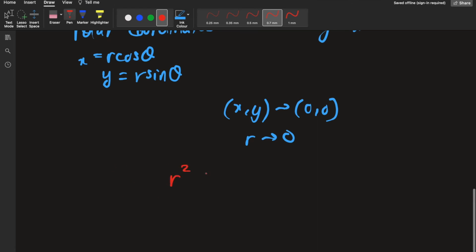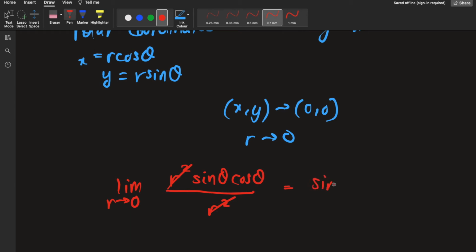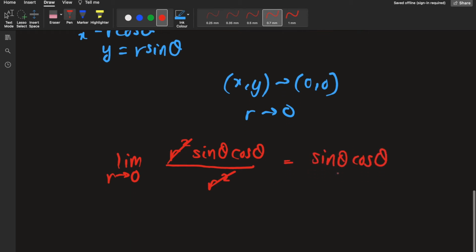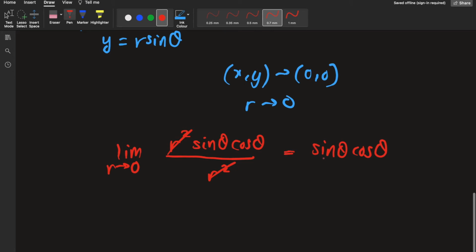So xy is r squared sine theta cosine theta, and x squared plus y squared will naturally become r squared by Pythagoras theorem. Limit as r goes to 0. R's cancel out. We just have sine theta cosine theta, which are independent of r. And this shows that if you choose theta to be, say, pi over 2, you'll have 0. If you choose theta to be pi over 4, you won't have 0. You'll have 1/2.